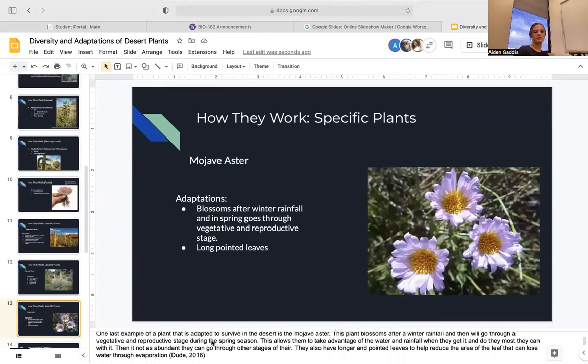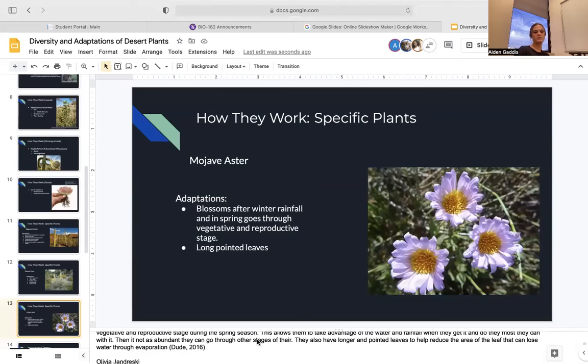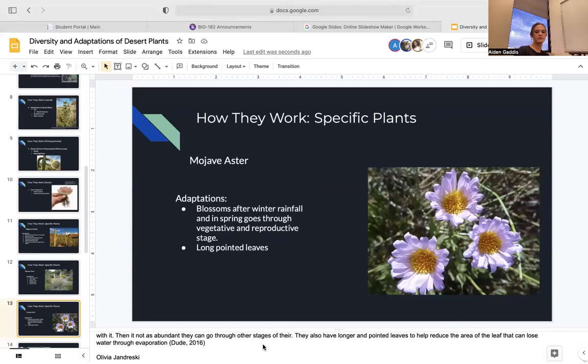One last example of a plant that is adapted to survive in the desert is the Mojave aster. This plant blossoms after a winter rainfall and will go through a vegetative and reproductive state during the spring season. This allows them to take advantage of the water and rainfall when they can get it and do the most they can with it. And then when water is not abundant, they can go through other stages of their life. They also have longer and pointed leaves to help reduce the area of the leaf that can lose water through evaporation.